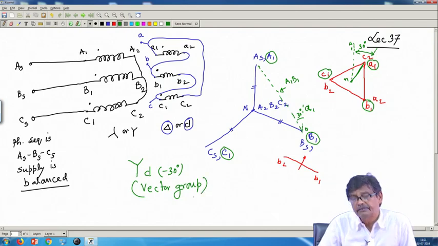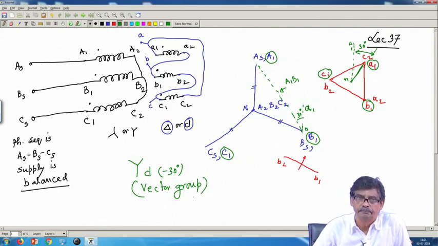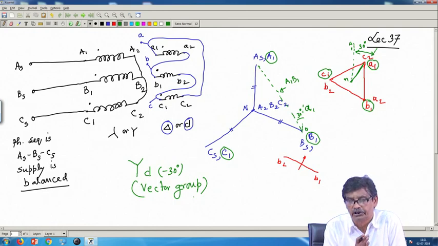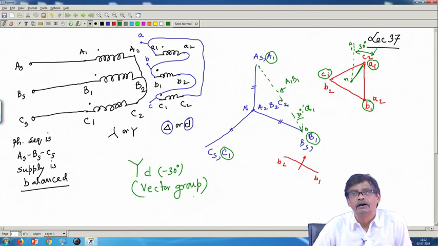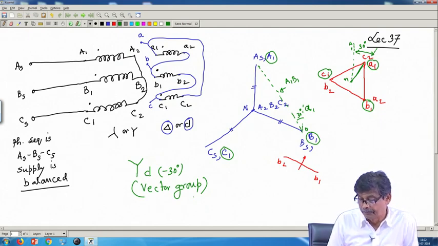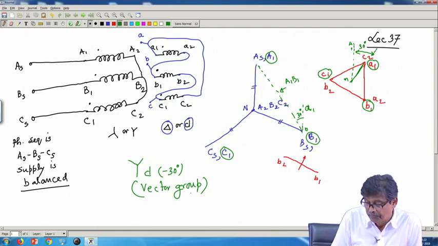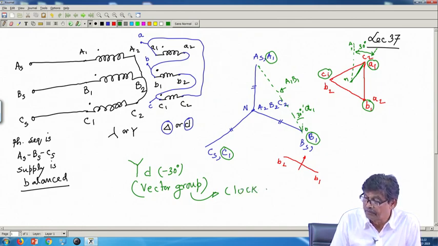Is also expressed in terms of a clock, minute and hour hand positions, angle between them, that is how. So, I will first explain that, then explore more interesting connections after that. So, first clock convention, vector group, which can also be expressed, instead of showing the angles, by clock convention.